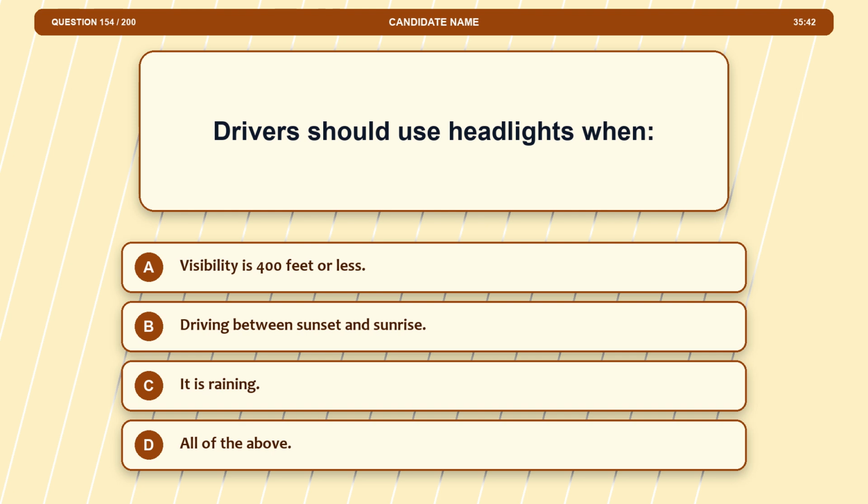Drivers should use headlights when? Option A. Visibility is 400 feet or less. Option B. Driving between sunset and sunrise. Option C. It is raining. Option D. All of the above.